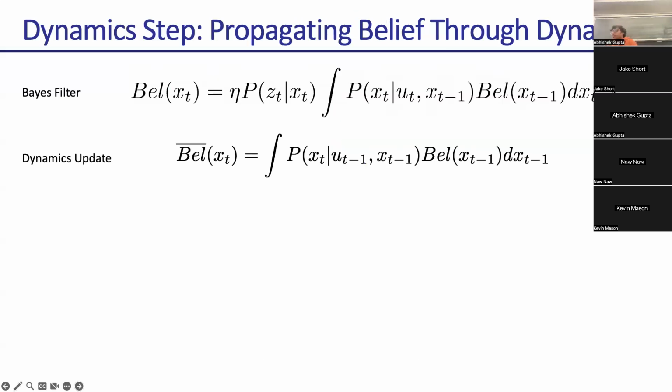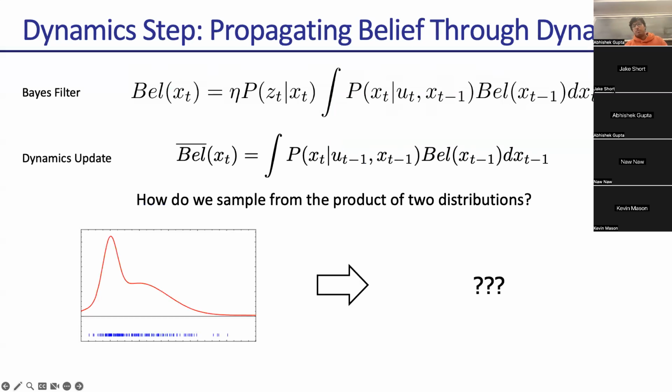Let's start by thinking about the dynamic step. The dynamic step is taking your previous belief, multiplying it times the likelihood of moving forward, and then integrating it over all of the states, right? This is a thing we've seen in the last 3 lectures, just moving forward through time. And the question is, how do we sample from the product of two distributions? So if this was your previous set of particles, how do you decide your next set of particles, when you know your dynamics model?